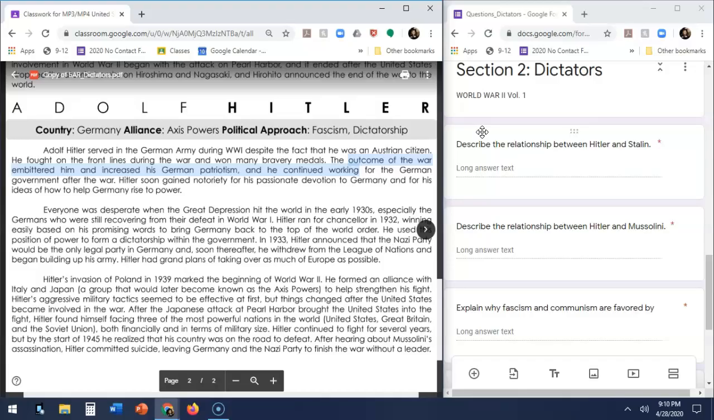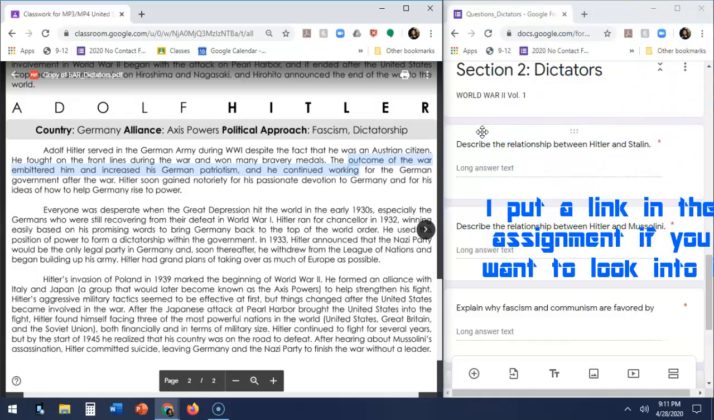After the Japanese attack at Pearl Harbor brought the United States into the fight, Hitler found himself facing three of the most powerful nations in the world: the United States, Great Britain, and the Soviet Union, both financially and in terms of military size. Hitler continued to fight for several years, but by the start of 1945, he realized that his country was on the road to defeat. After hearing about Mussolini's assassination, Hitler committed suicide, leaving Germany and the Nazi Party to finish the war without a leader.